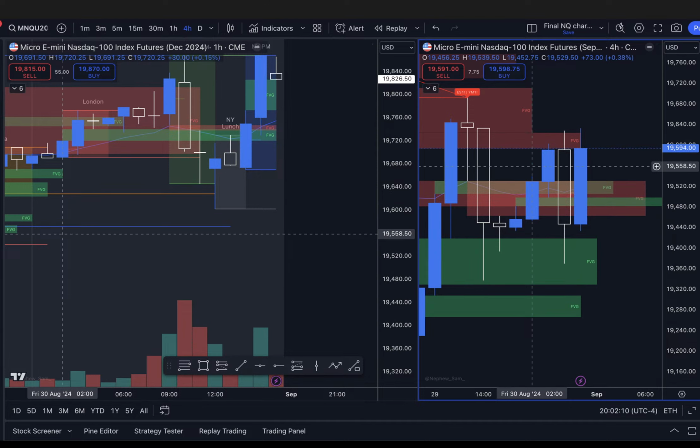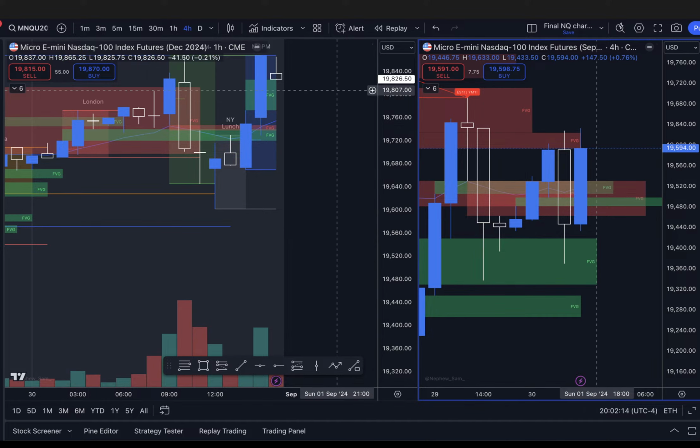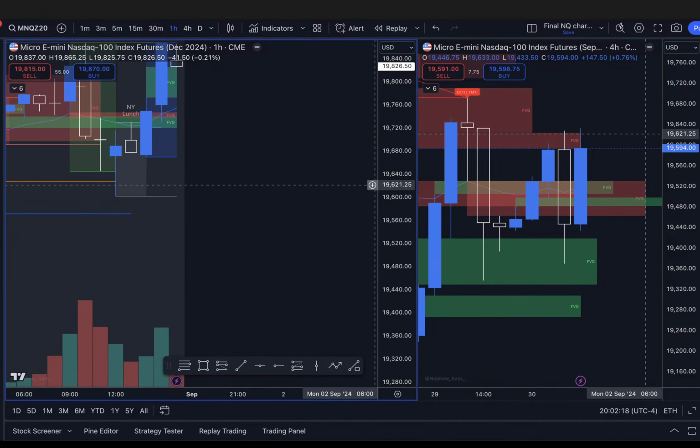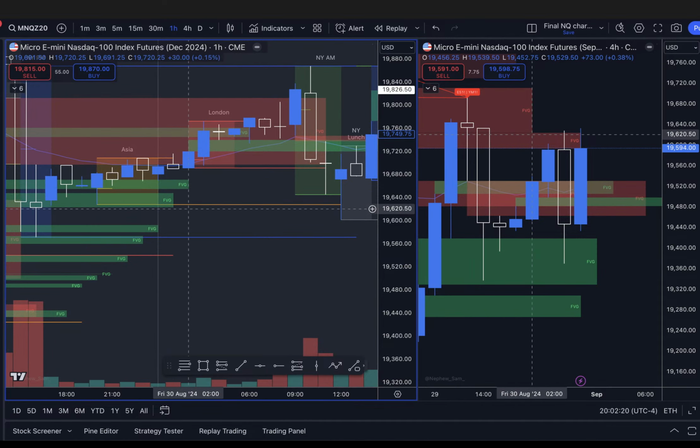And then we had Asian low. Did my computer freeze again? Or my mouse just died? Sometimes my mouse dies. Okay, yeah, we had obvious Asian low here. And that was the target.